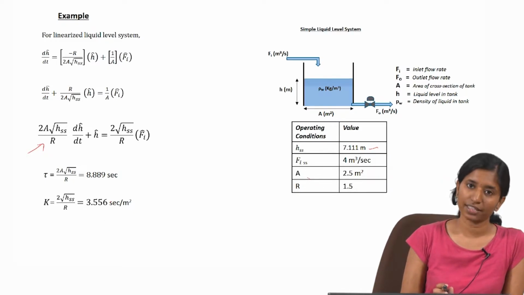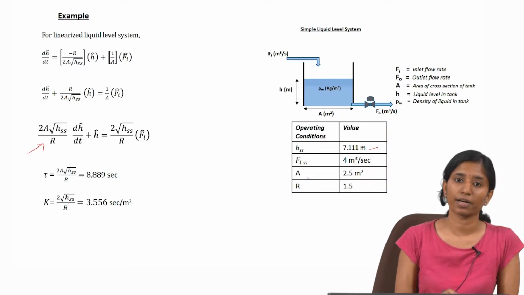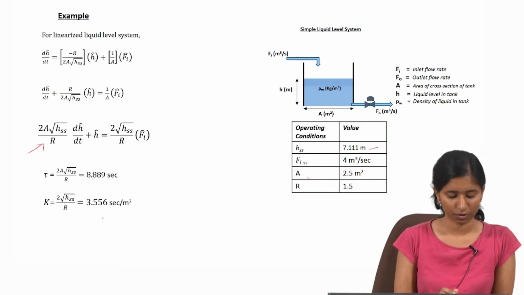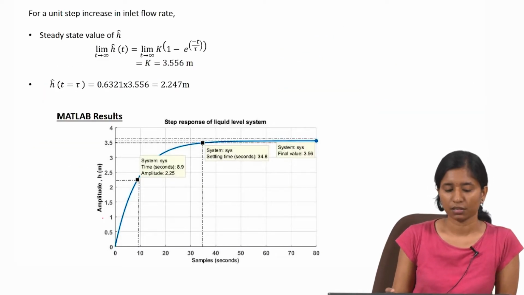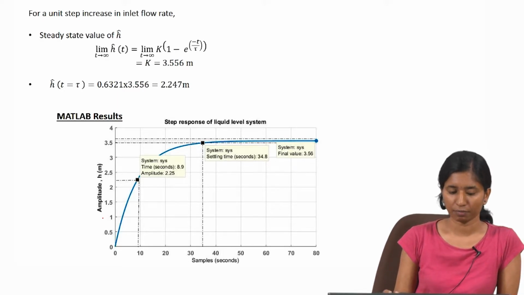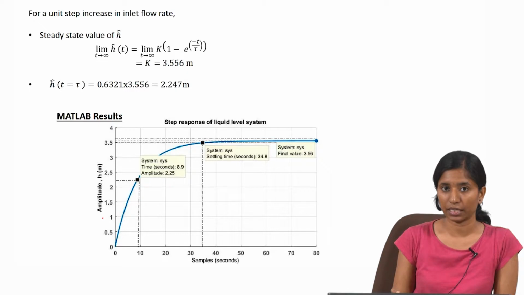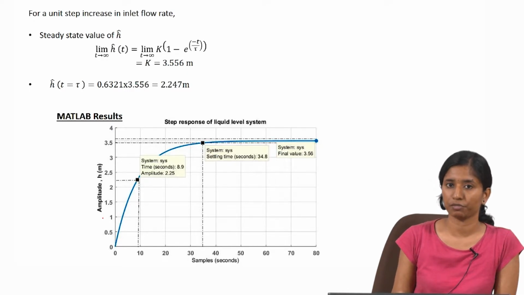We can see that the time constant and the process gain are determined by the process operating conditions. So, if we give a step input to the process, that is, if we apply a unit step increase in the inlet flow rate, what will be the steady state value of height? Since we have the expression for the solution of the first order differential equation, we can use that to determine the final steady state value.